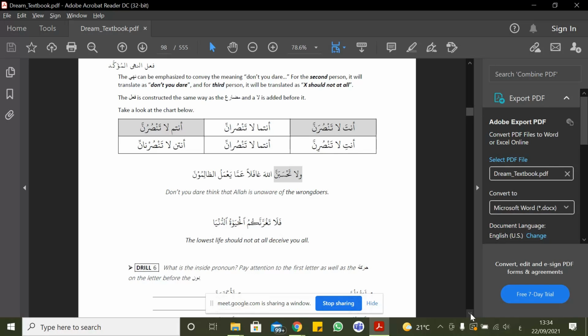There's a break. So either a jumla fi'liya is ending at wala tahsabanna Allah and another jumla is starting, or we have another jumla starting from Allah ghafilan. When you analyze it later, you will tell me where the jumla fi'liya is ending and where the jumla ismiya is beginning. You will tell me later when you do the other parts.